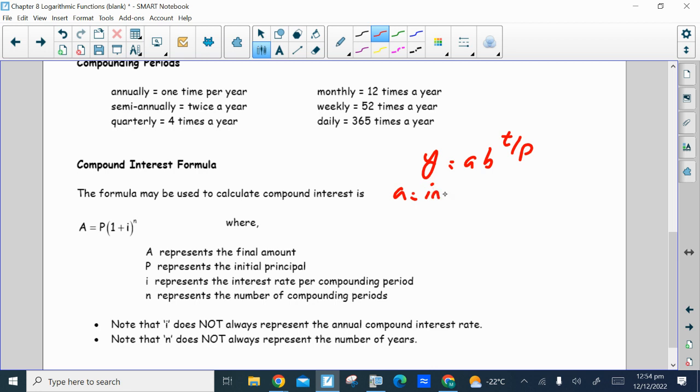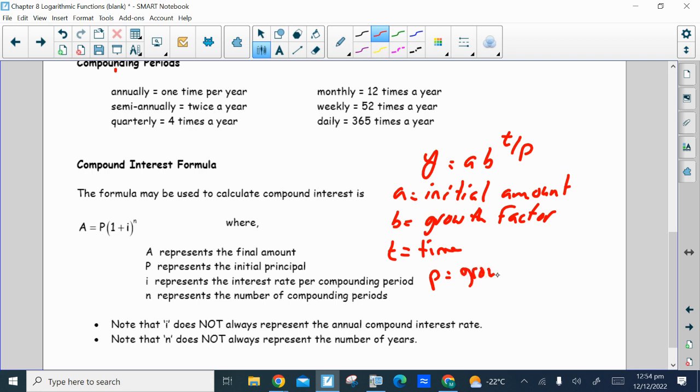Little a is the initial amount. B is the growth factor. If something is increasing in value, the growth factor is greater than 1. If it's decreasing in value, if it's decaying, then the growth factor is between 0 and 1. T is our time, and P is the growth period. How long does it take for that growing to take place?